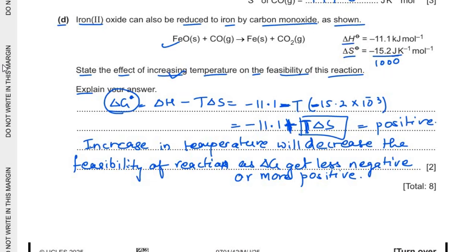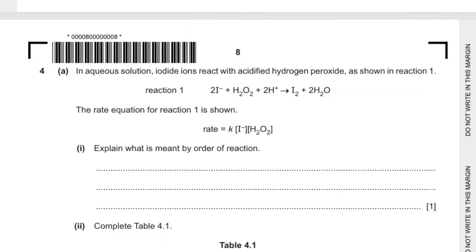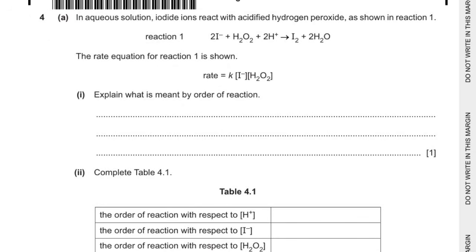Understand, if delta G is negative, then only the reaction is feasible, right? So I hope the explanation is very clear. Here we end question 3, and question 4 we are going to discuss in the next video.